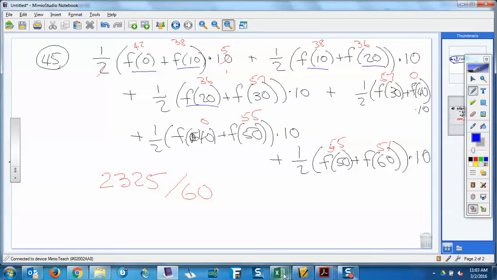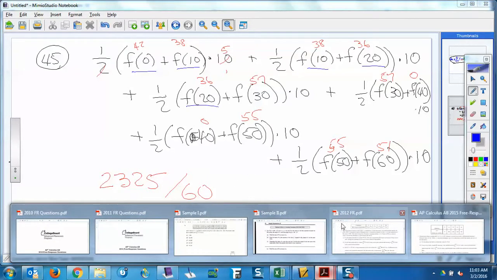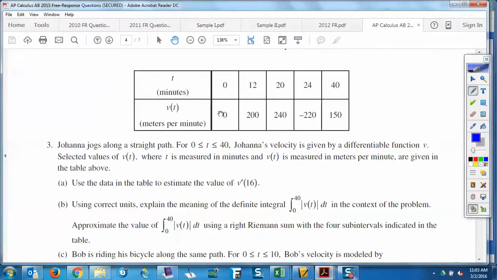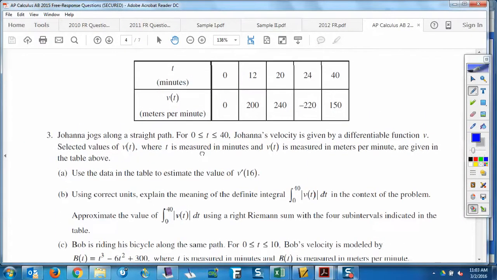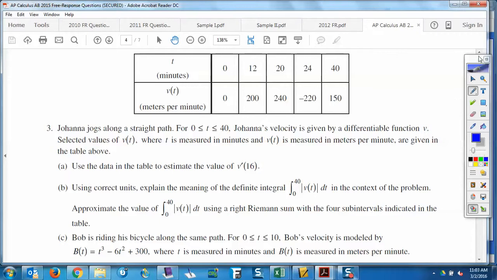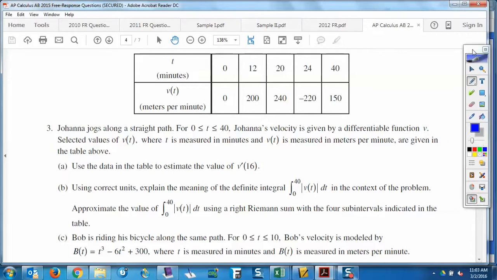Before we go on to that next one, let's look at that other packet I had you take out, the 2015 one, and let's go to problem number 3. Let's take a look at problem number 3.